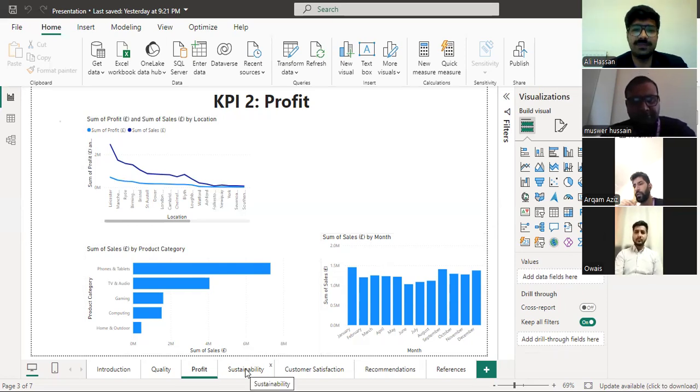Let's talk about sum of sales by month. There are different month names from January to December, and the sum of sales ranges from 0.0 million to 1.5 million. So this is how it works.